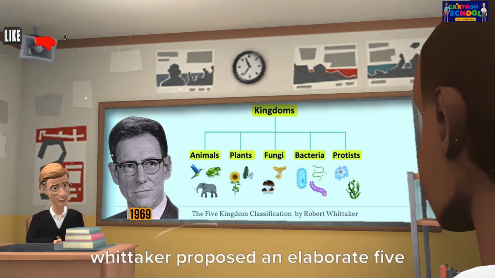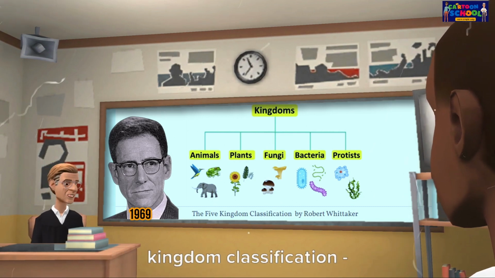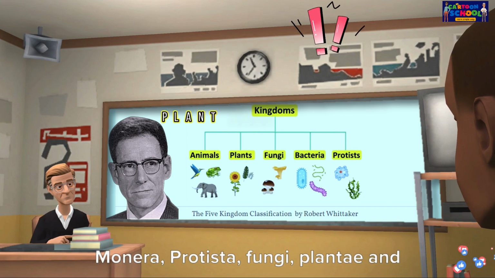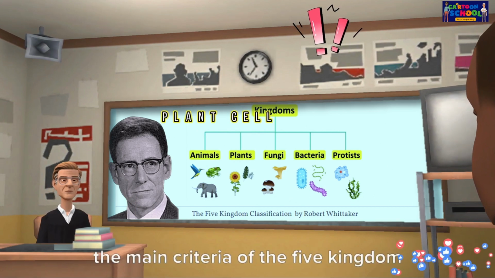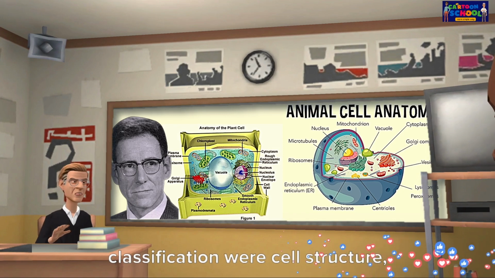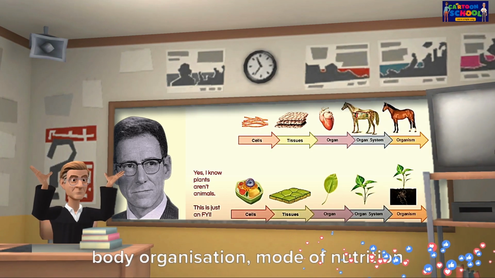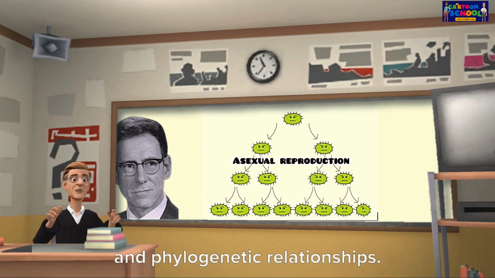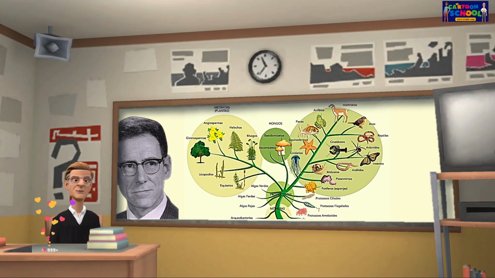Whittaker proposed an elaborate five-kingdom classification: Monera, Protista, Fungi, Plantae and Animalia. The main criteria of the five-kingdom classification were cell structure, body organization, mode of nutrition and reproduction, and phylogenetic relationships.